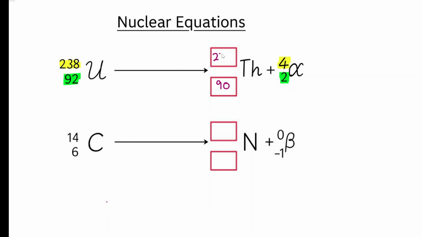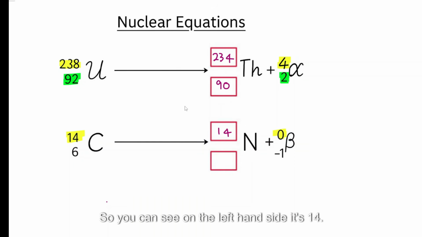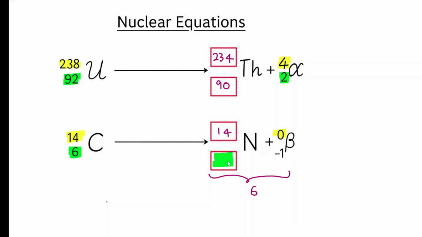Let's look at the next one. Carbon 6, 14 turns into nitrogen plus beta radiation. Now the mass numbers should add up to 14. So you can see on the left hand side it's 14. So obviously this must be 14. Now this second part can be a little tricky. The total here is 6. So you need to think, what number should I write here such that the total is 6. So something take away 1 gives me 6. So obviously that must be 7.